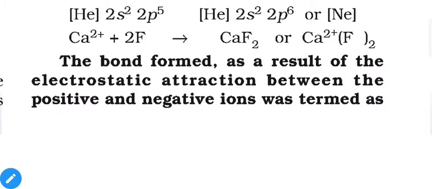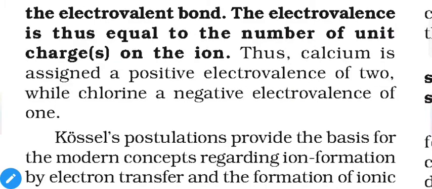The bond formed as a result of electrostatic attraction between the positive and negative ions. Electrostatic means attraction because of opposite charges. So the bond between positive and negative ions was termed the electrovalent bond. The electrovalence is thus equal to the number of unit charges on the ion. Thus calcium is assigned a positive electrovalence of 2, while chlorine has a negative electrovalence of 1.